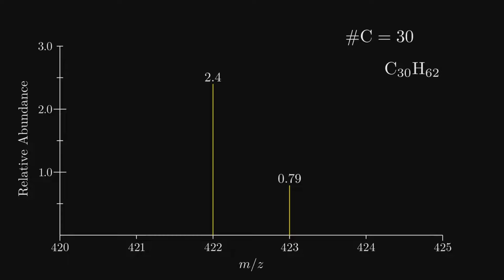We can check this as the M peak is at m/z 422. The mass of carbon is 12, and there are 30 of them. Hydrogen has a mass of 1, and there are 62. This works out to 422, confirming our formula is the right one.